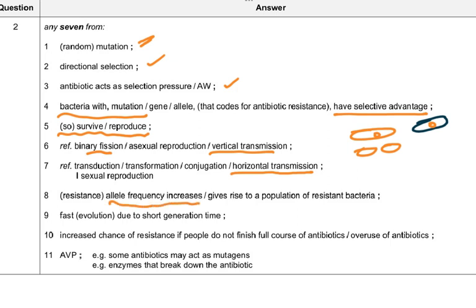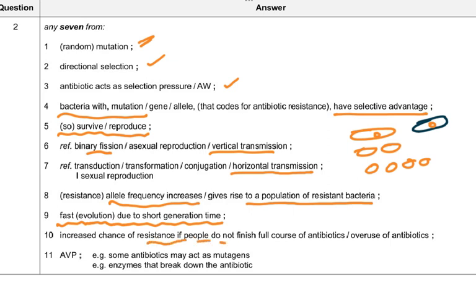Then allele frequency increases, or you could have said gives rise to a population of resistant bacteria, because if they're all resistant, then all the bacteria are resistant. So more bacteria, more bacteria, more bacteria, all are resistant. And why? Because it's very fast. Every bacteria divides every 20 minutes, so due to a short generation time. So it is very fast. So if there are 10 bacteria which are resistant, in a few hours, in 24 hours, there'll be millions of those bacteria which are resistant.